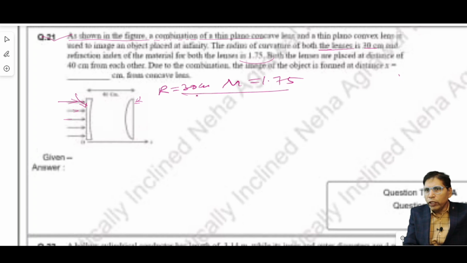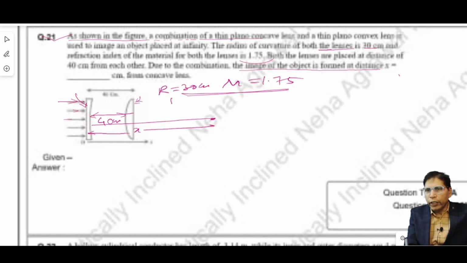So first of all, we have to calculate focal length of it. Now, both the lenses are placed at a distance 40 centimeter from each other. Look at this. This is the 40 centimeter. No problem. Due to this combination, the final image is formed at a distance x from the concave lens. We have to calculate this distance x.